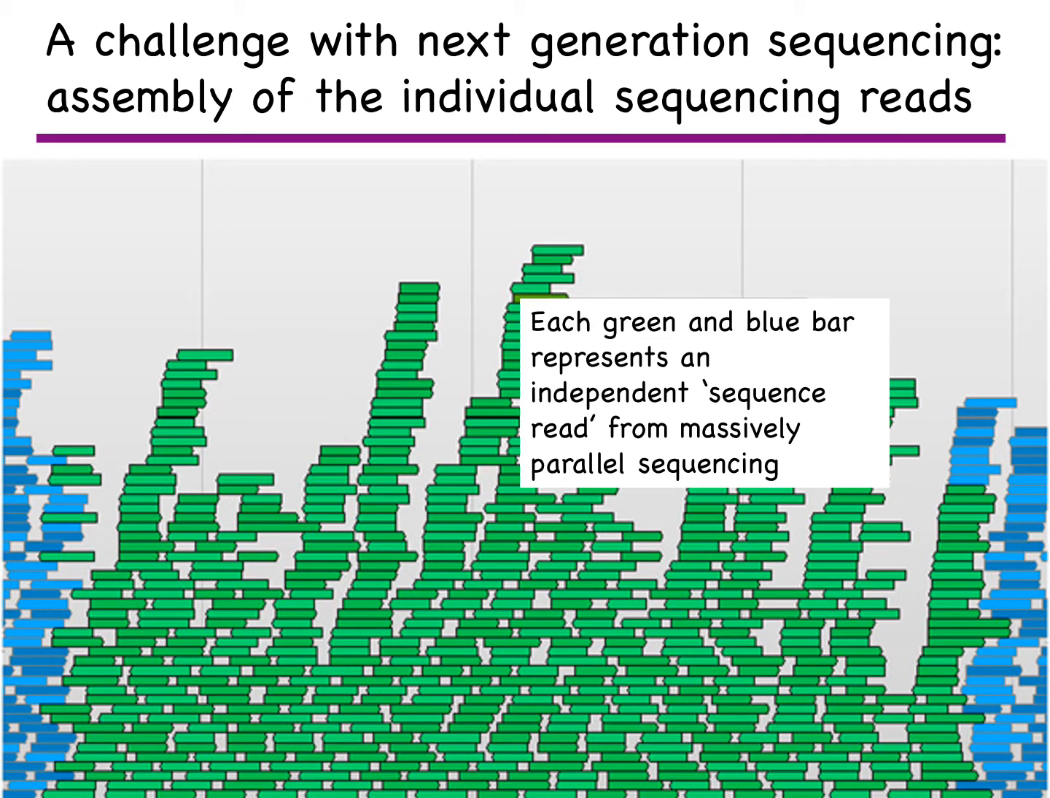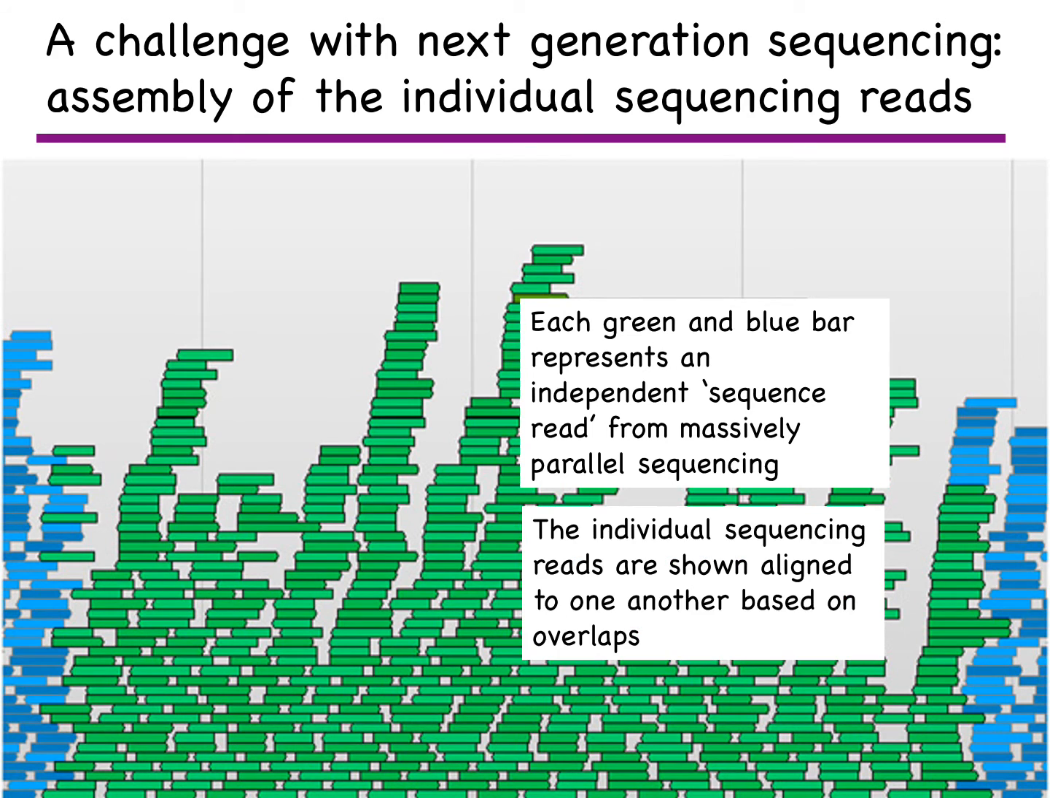So what I'm showing in this slide is each of these green and blue bars represents an independent sequence read from a massively parallel sequencing experiment. The bars on average are probably in the order of 50 to 300 base pairs in length. Again, I'm not showing you any sequences. The bars each represent an individual read of that length, and the individual reads are then aligned to one another. This is all done by a computer.